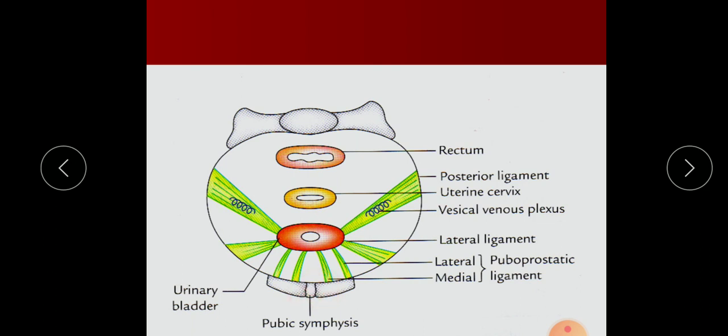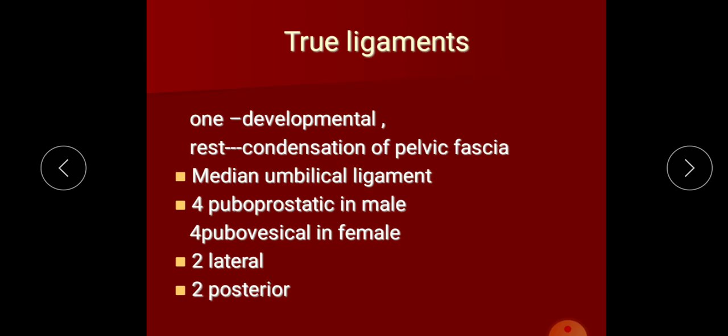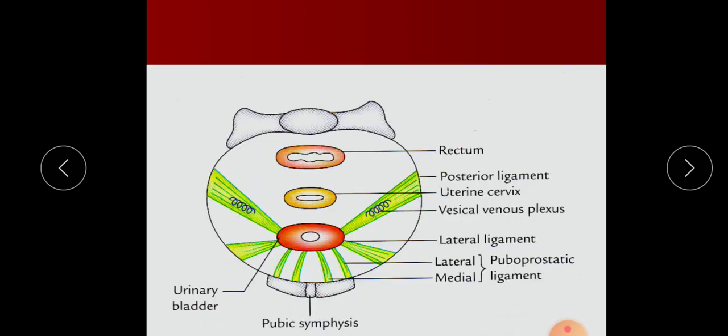Now I am talking about the different true ligaments. You see these 4. These are the puboprostatic ligaments. In the case of females, the pubovesical ligaments are the same. These puboprostatic ligaments extend from the neck of the bladder anteriorly to the pubic symphysis. Look at that, that is the pubic symphysis.